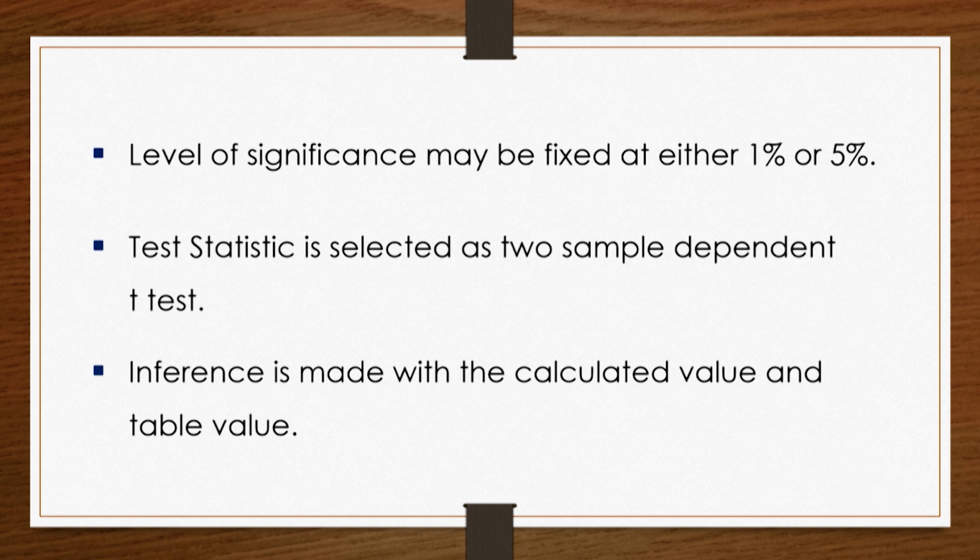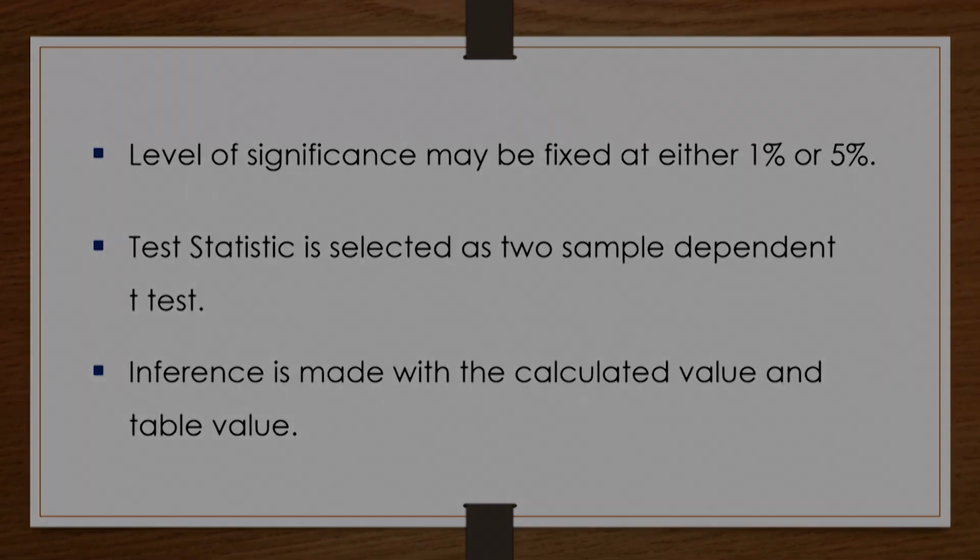In the testing procedure, the third important step is the level of significance. The level of significance may be fixed at either 1% or 5%. Generally, any researcher can fix their level at 1% or 5%, that is 0.01 or 0.05. The fourth step is an important step. Here we fix the test statistic. The test statistic is selected as the two sample dependent t-test, since we are dealing with the dependent sample t-test as a paired t-test. And the final step is called inference. In inference, we compare the calculated value and the table value, and we draw inference on the testing procedure.